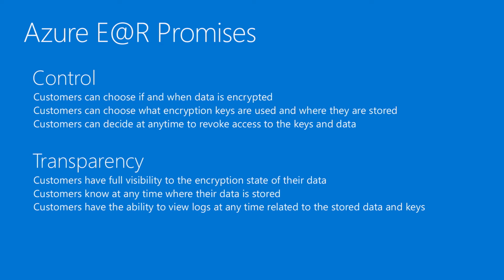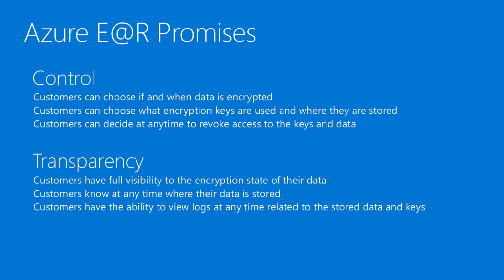The next thing that we did, before we implemented encryption across all workloads in Azure, we said, what are the promises that we want to make to customers relative to their data and keys? And we said, well, there are really two key areas that we want to focus on. One is what we call control, and the other is transparency. And everything I'm saying here relates to any service or any workload in Azure that implements that.